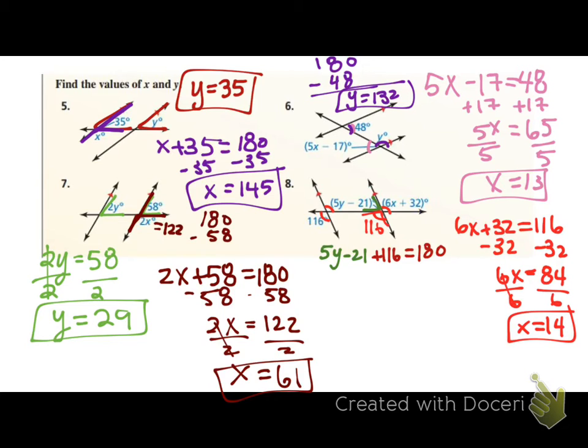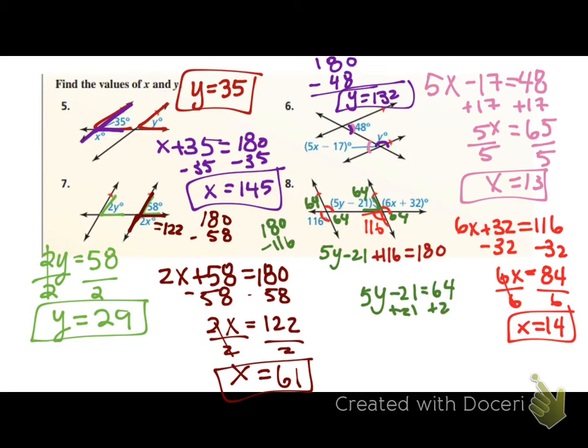Or option 2, what will all the remaining angles equal if all of these are 116, 116, 116, 116? How can I find out what all of the blank angles equal? By subtracting 116 from 180. 180 minus 116 is 64. Or you could just say 5y minus 21 equals 64. Either way is correct. By adding both of them, set them equal to 180. Or finding out what 5y minus 21 equals specifically.